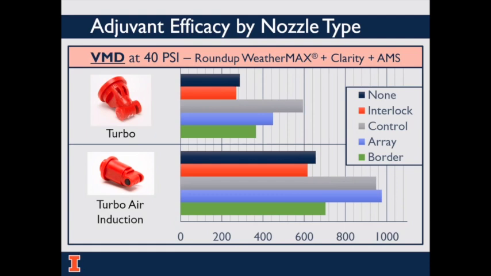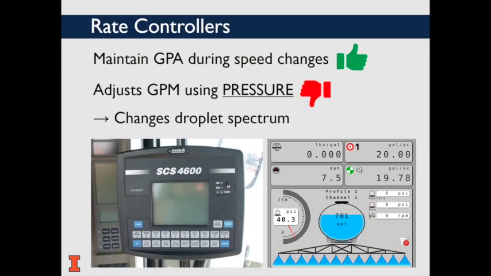Looking at the turbo air induction nozzle now, we see a similar effect as with the turbo nozzle. However, the turbo air induction nozzle produces a very large droplet spectrum without any adjuvants. Using polymer adjuvants with this nozzle makes droplets so large that it will be difficult to achieve proper coverage of the target.